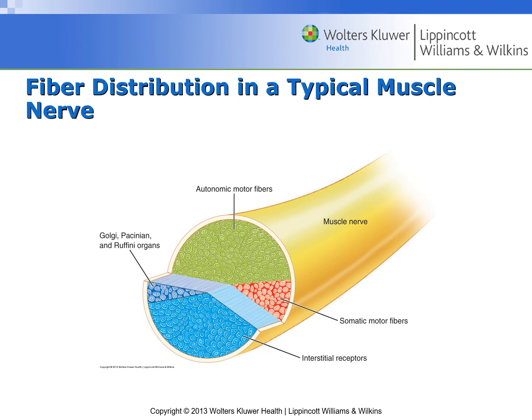And here we see the fiber distribution in a typical muscle nerve. A typical skeletal muscle nerve contains only a small number of somatic motor neurons and a larger proportion of autonomic, motor, and sensory fibers. Of the sensory fibers, approximately 80% are interstitial myofascial receptors.